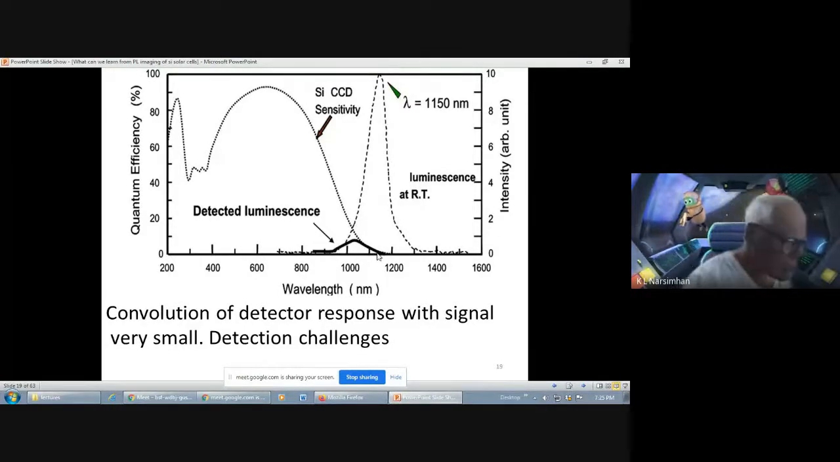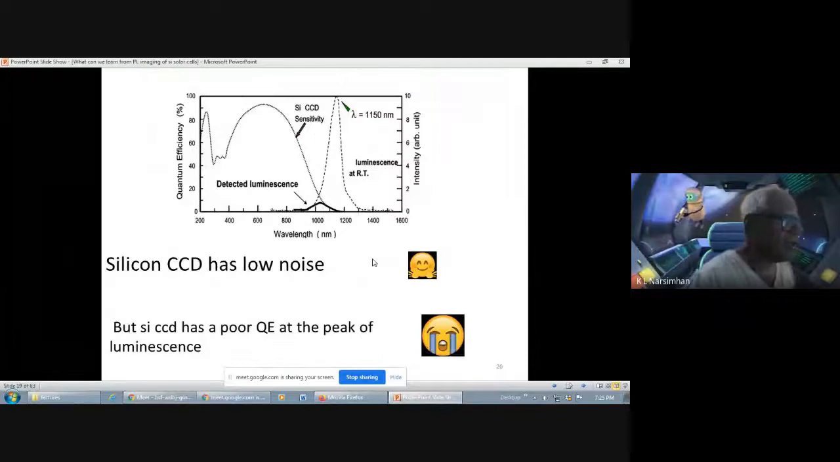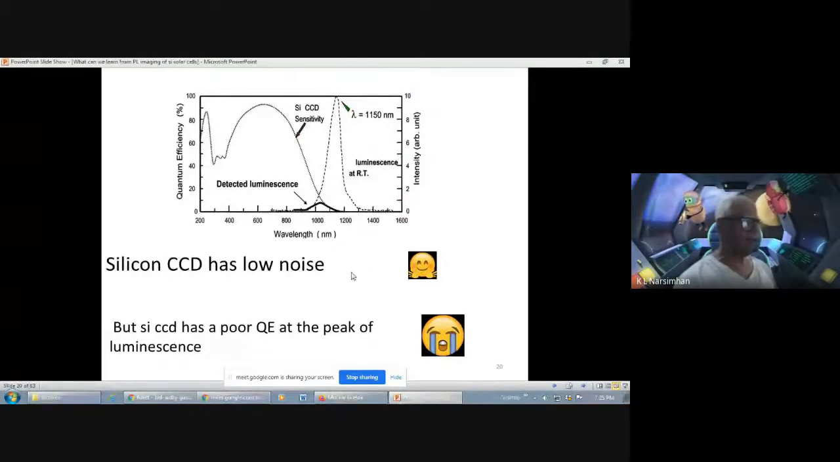So not only is the luminescence efficiency of silicon very small, but also the detector, the silicon CCD in this case, is also very poor. So there are detection challenges. Okay, so I summarize that in the slide here.